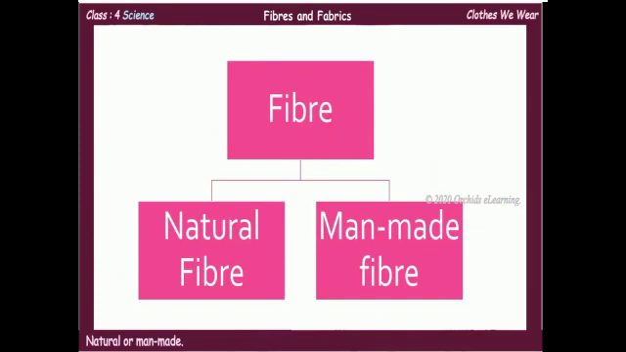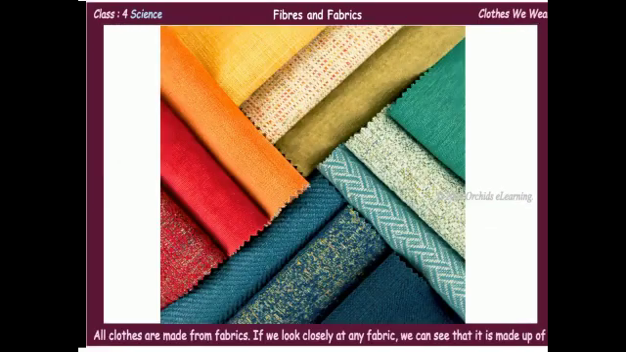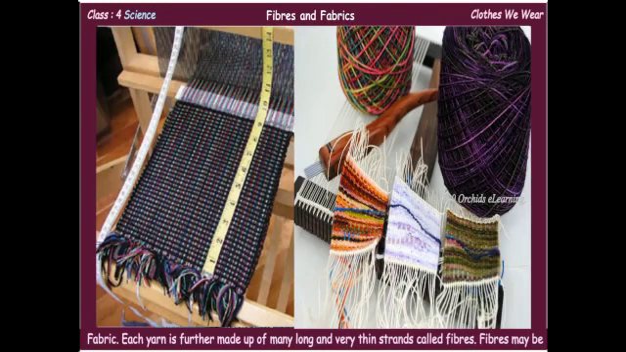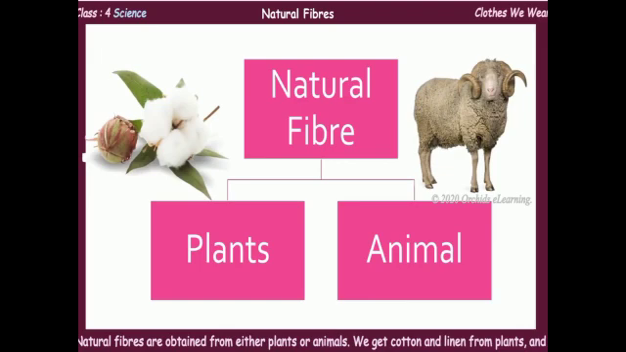If we look closely at any fabric, we can see that it is made up of many thin threads. These thin threads are called yarns. Weaving or knitting them together forms a fabric. Each yarn is further made up of many long and very thin strands called fibers. Fibers may be of two types: natural fibers and synthetic fibers.